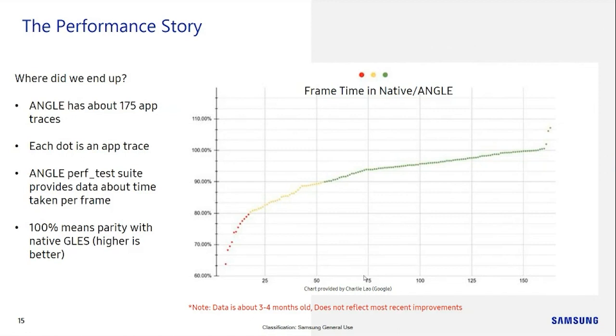For this graph, each dot is an app trace. 100% is parity to native.